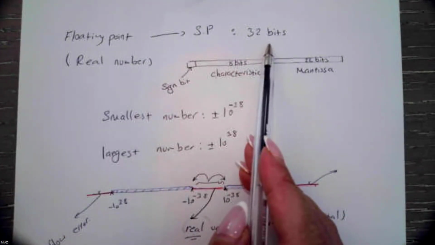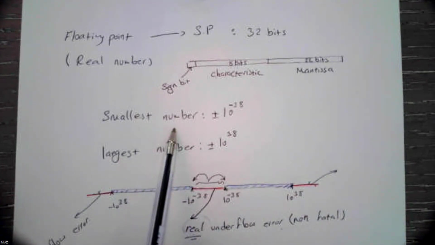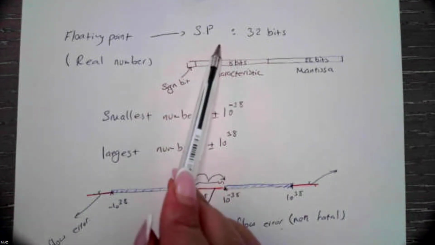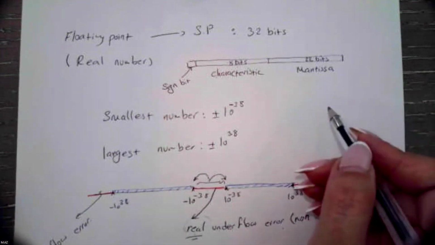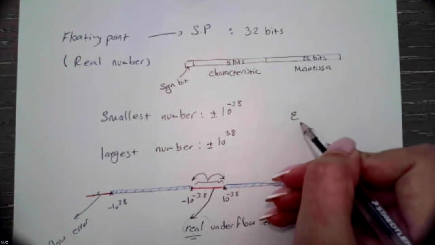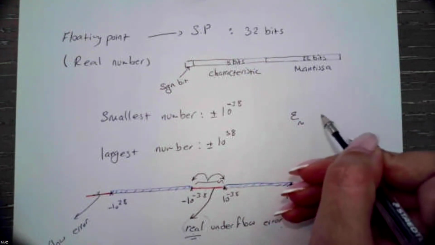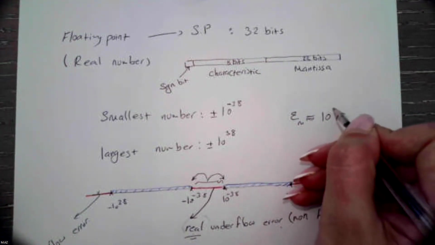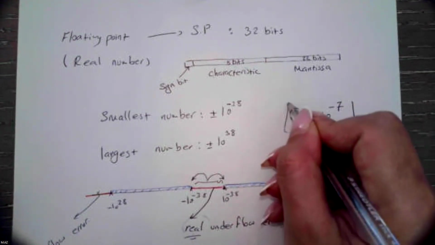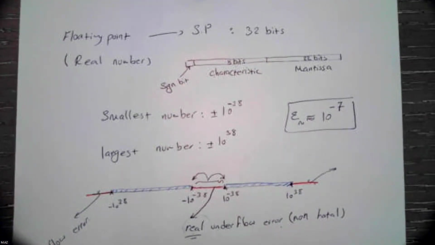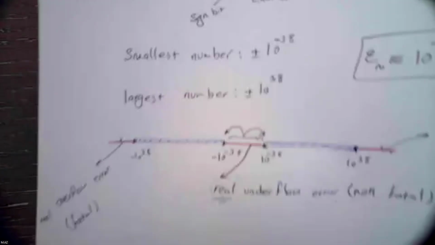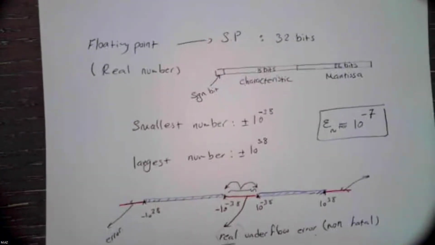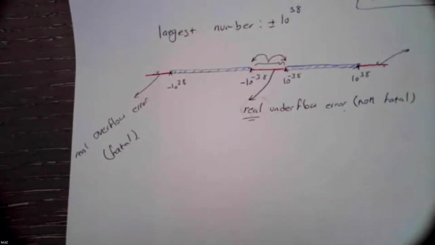This is about the single precision of the floating point. It has 32 bits. This is the smallest number, and this is the largest number that we can store for the single precision. Also, the machine epsilon for single precision is approximately 10 to the minus 7. And the next category of precision for the floating point number is double precision.